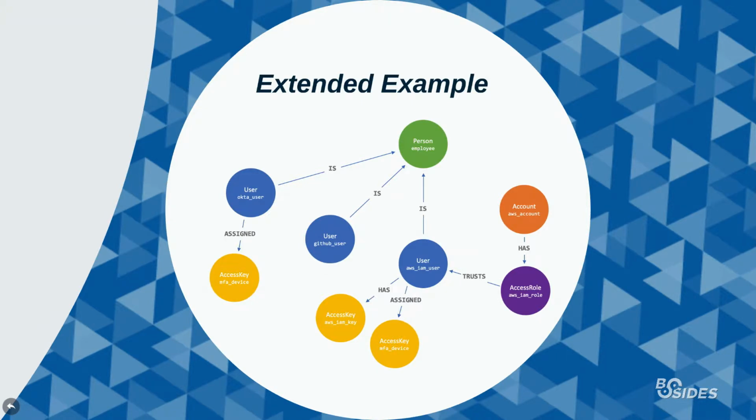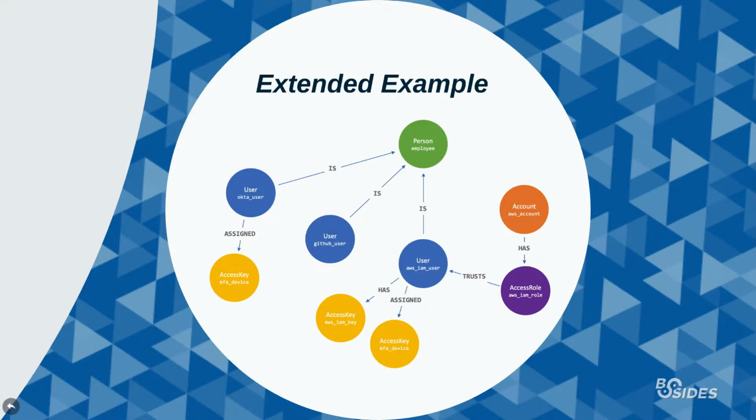You can also see in this example that there's an access role, an AWS IAM role that belongs to a different AWS account that trusts this IAM user here. So from this simple example, you can already see the extent of how you can drill down and extend the relationships and use this as an analysis tool for understanding what you have and the complexity of your environment.